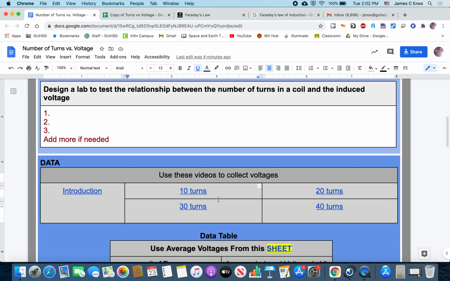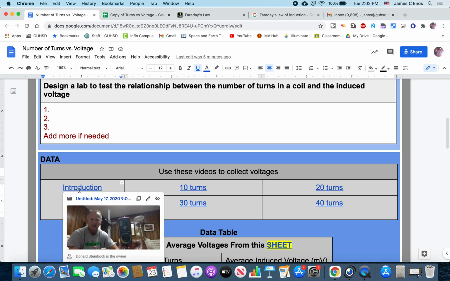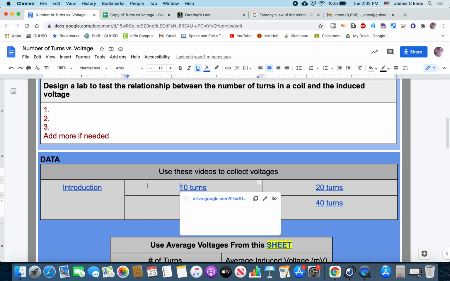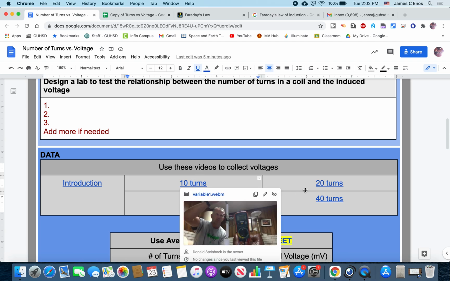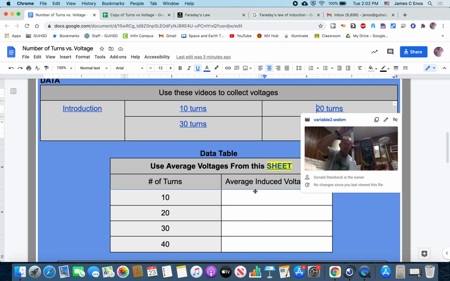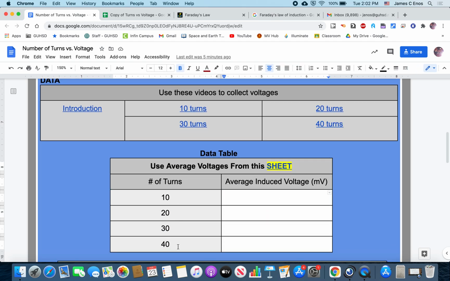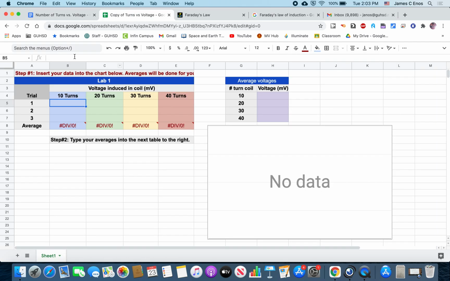So what I have down here is some data. You're going to use this data so that we can get the voltage at certain numbers of turns. I have here Mr. Steinbach, a good friend of mine. He has gone through and recorded some of these videos, so you can look at a 10-turn, 20-turn, 30-turn, and 40-turn data set. Then down here we get 10, 20, 30, 40 turn, and you're going to put in the average induced voltage from that laboratory experiment. You can input the data into this sheet.